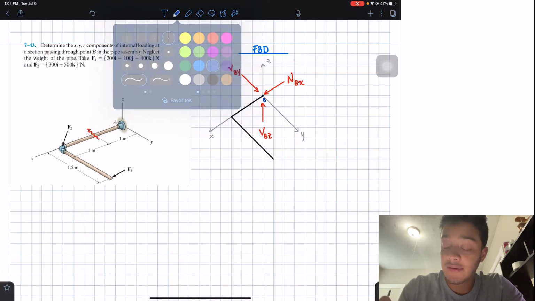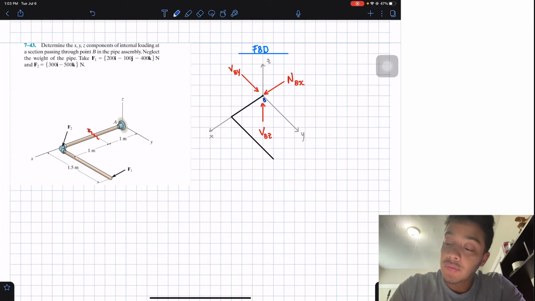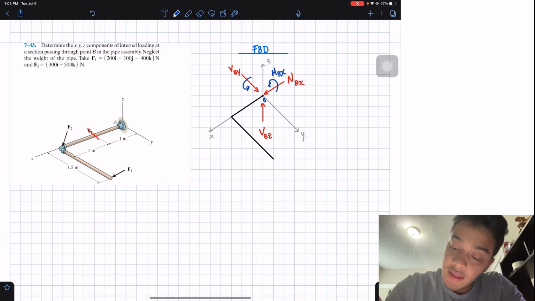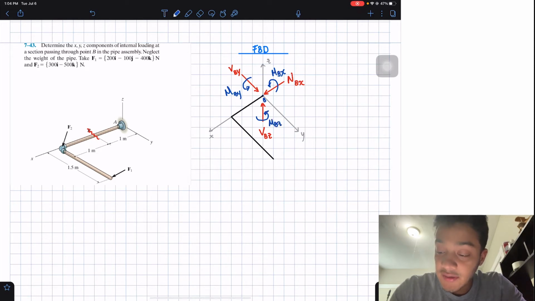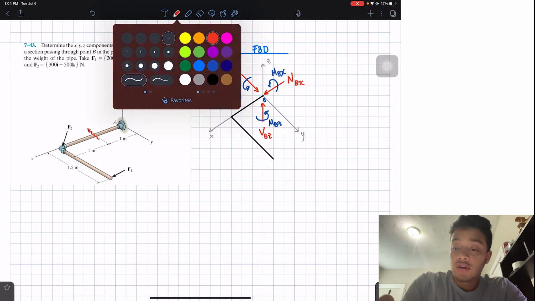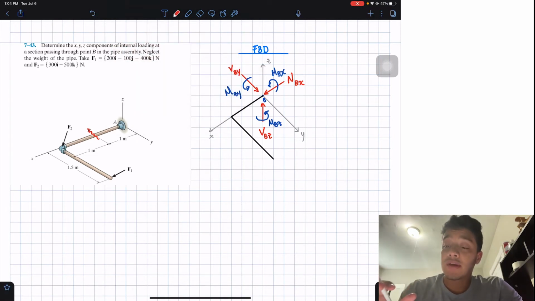We will also have some moments around my axes. I'll have a moment around my x-axis that I'm going to call moment Bx, a moment that I'm going to call By around my y-axis, and then a moment around my z-axis that I'm going to call Bz. Okay, so these are my internal forces and my internal moments about my point B.